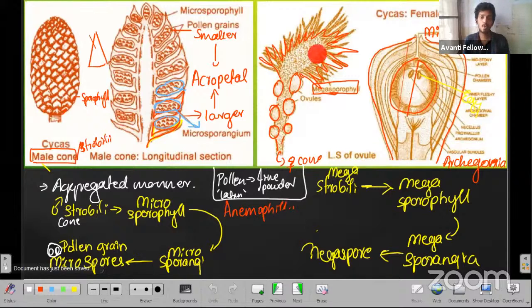This female cone, or we can call it the female strobili, is a little bit different in structure from the male one, because this will be long and contain finger-like structures at the top. That's what we call Megasporophyll. And at the base, it will contain large egg-like structures. That's what we call ovules. In that we find the Megasporangia. That's a complete structure.